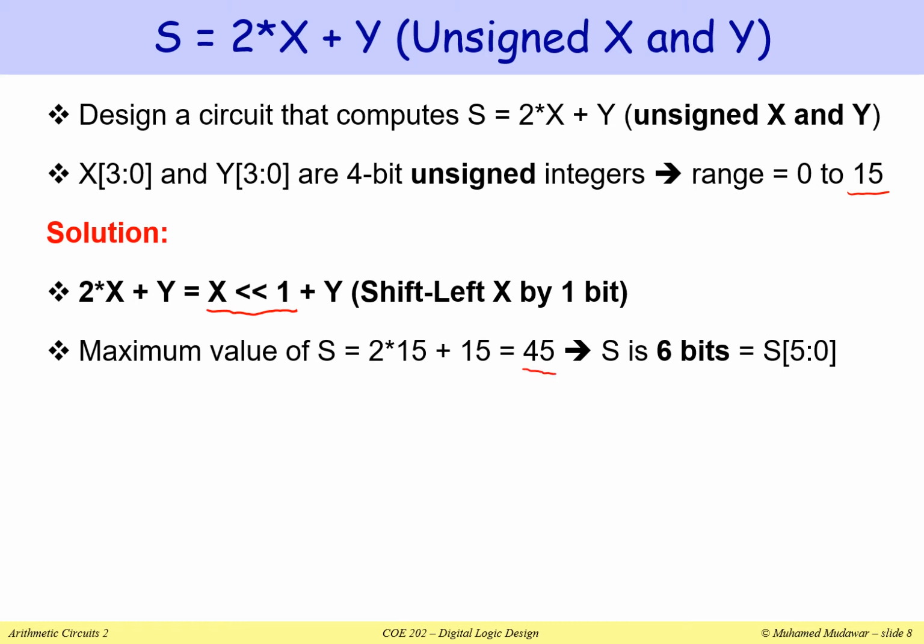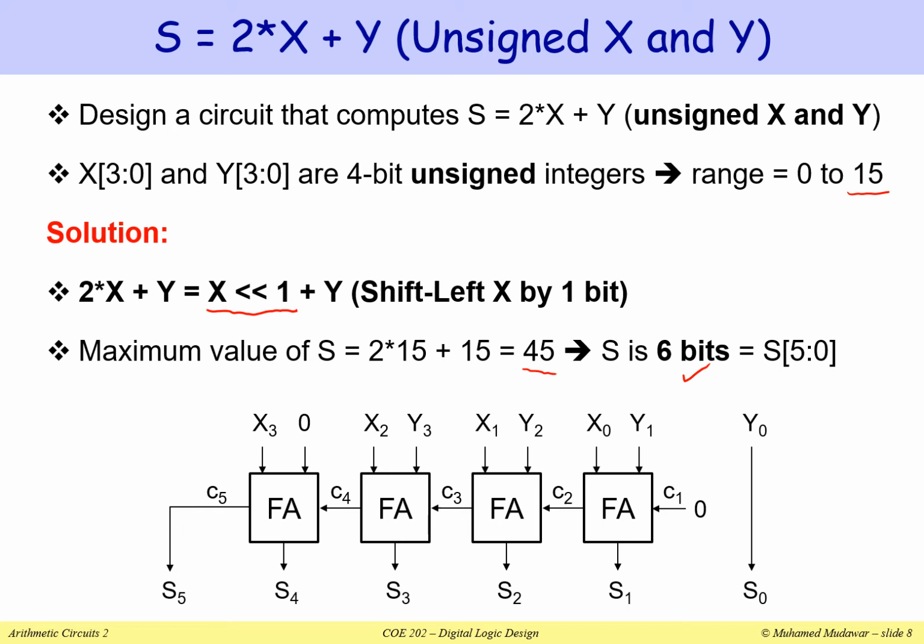Now, 45 cannot be represented with 4 bits or 5 bits. So we need 6 bits to represent the final sum s. So 6 bits are needed to represent s. So now I need to design a circuit that can produce 6 bits for s. It has to shift x and then add to it y.